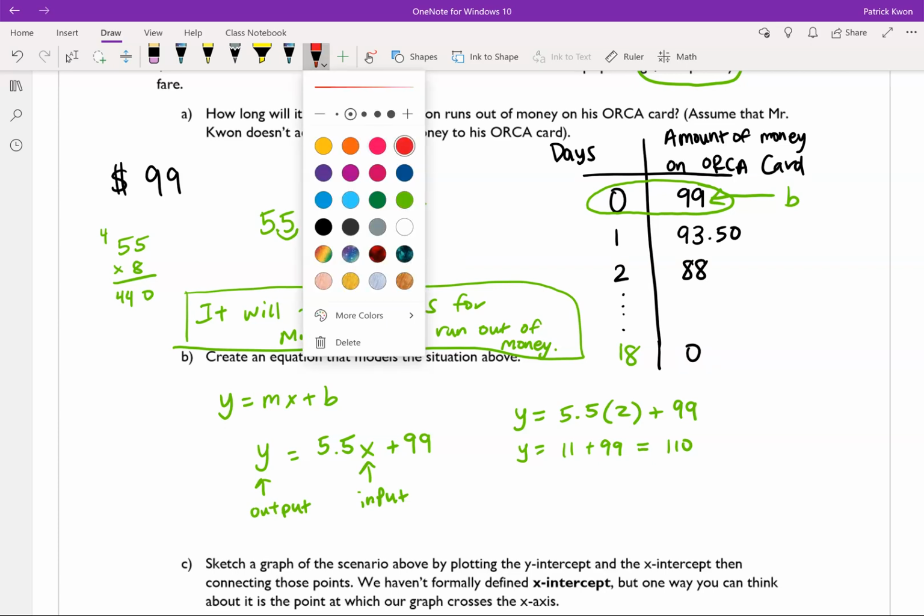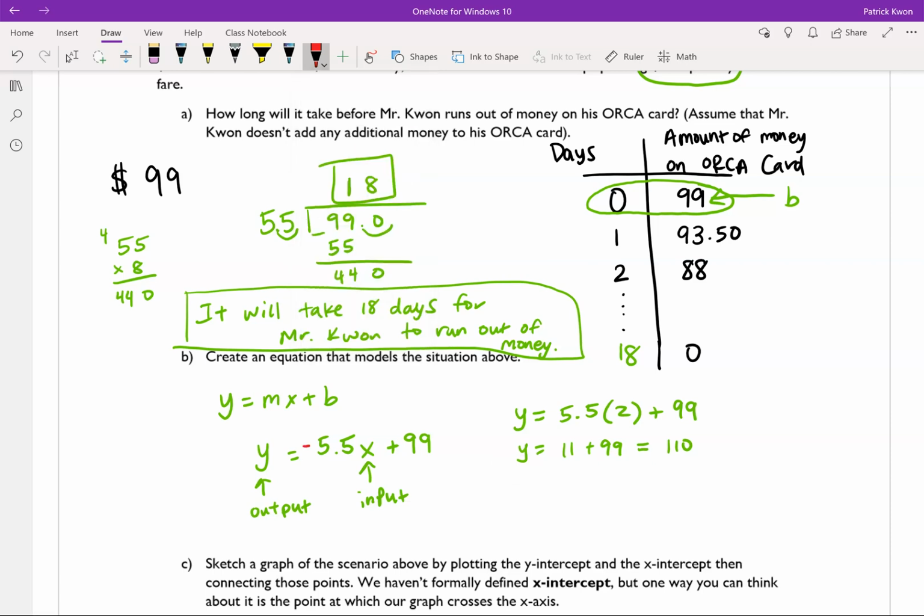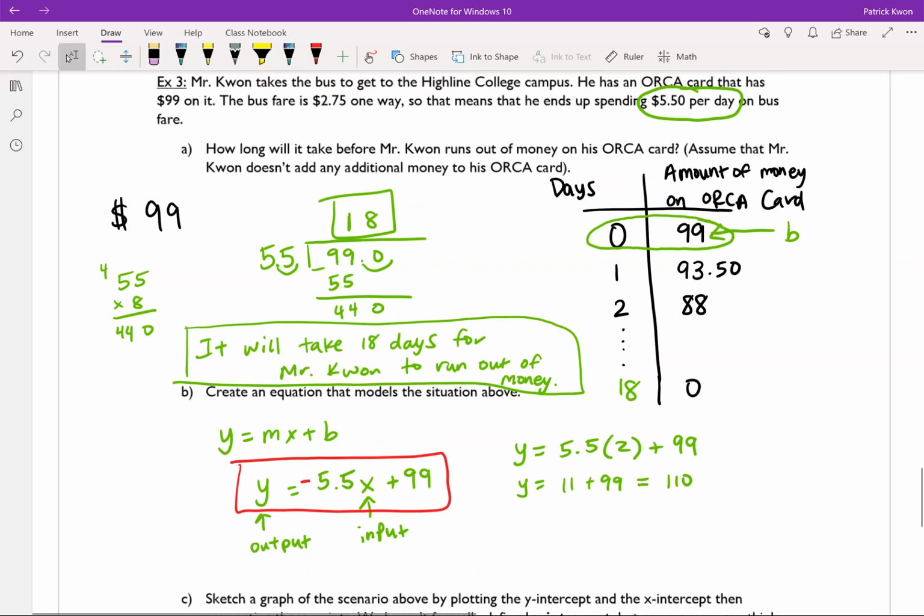So hopefully you've thought about it and paused the video. The thing that we did incorrectly is that there needs to be a negative sign in front of our slope value. So this is actually the correct answer here. And the reason that it's negative is because Mr. Quan is spending $5.50. So that means that the value on the card is decreasing.